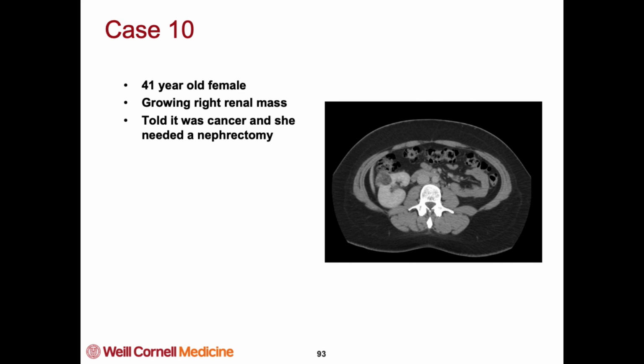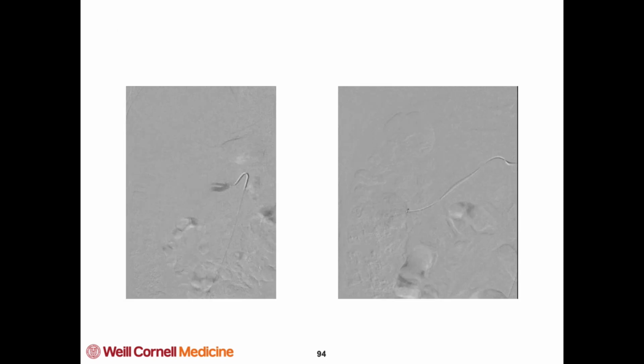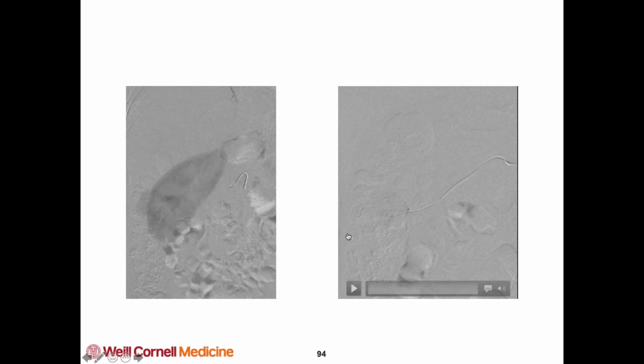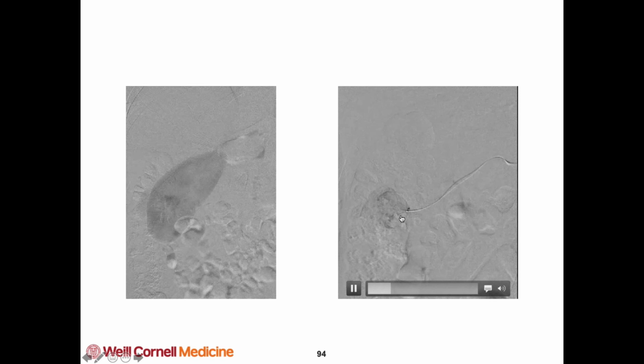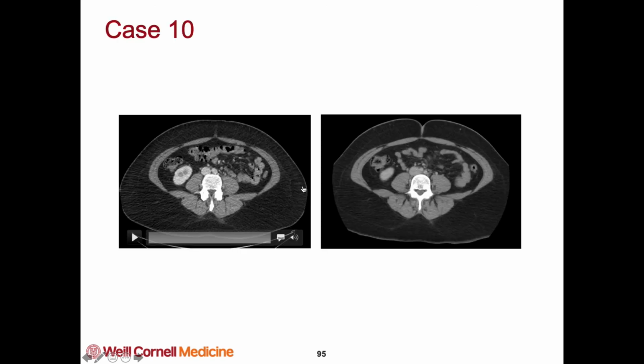And then the last case, just again, education. This was a 41-year-old woman, Canadian, whose brother had a renal mass he had a nephrectomy for, an angiomyolipoma. And then she had this growing right renal mass, and she was told it was cancer and needed a nephrectomy as well. So she sought a second opinion. I recommended embolization. So we did an angiogram. You can see the AML here. And then selected the tumor itself. Embolized, and then at 6-month follow-up, this was the lesion before.